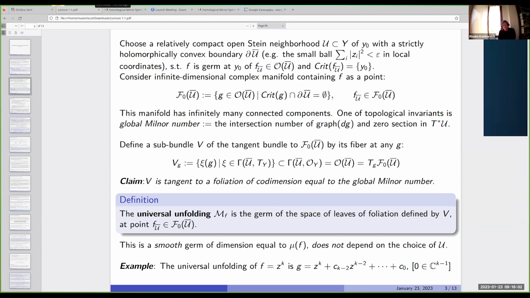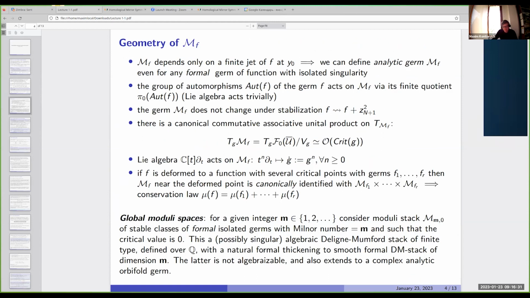And again, the simplest example: we get the function z to the power k. Then the universal unfolding consists of adding terms of degree k minus 2 down to 0. So there are k minus 1 parameters. So the universal unfolding will be the germ at 0 in a k minus 1 dimensional space with coordinates c0 up to c_{k-2}. Okay, so there's this universal unfolding, and so it's some germ.